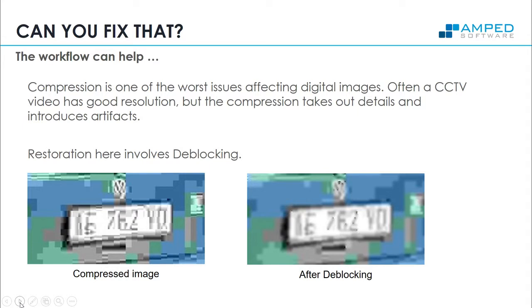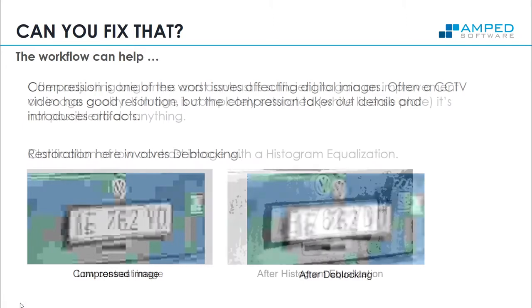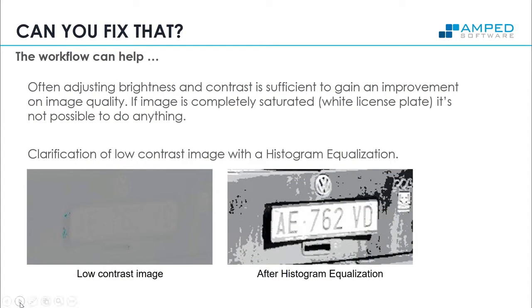We can restore that using our deblocking tool. And we might not be able to get all of the characters, but having 3 or 4 of the characters plus a model and a color will help in a database search. Sometimes it's too dark, so we can equalize the histogram, bring that stuff out of shadow, bring that stuff out of darkness, and bring it into the light.